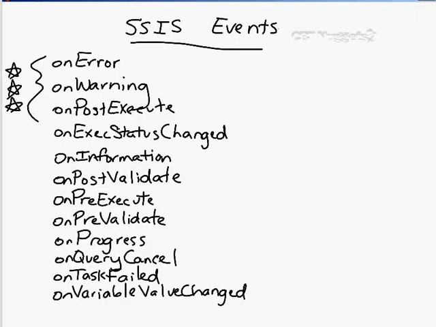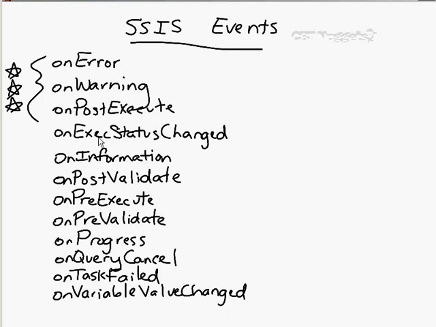Here we have a list of the predefined SSIS events. I've starred the first three here because these are the most common ones that we'll be handling. So OnError is of course for when an error occurs. OnWarning is for warnings, but it doesn't necessarily terminate the program. And then OnPostExecute is thrown after something has executed.